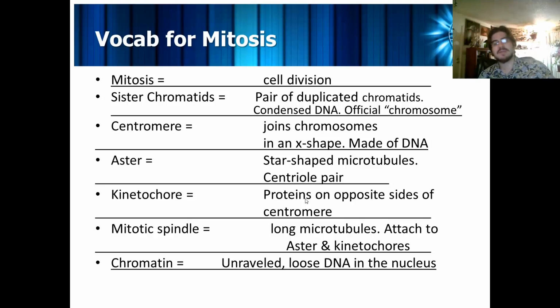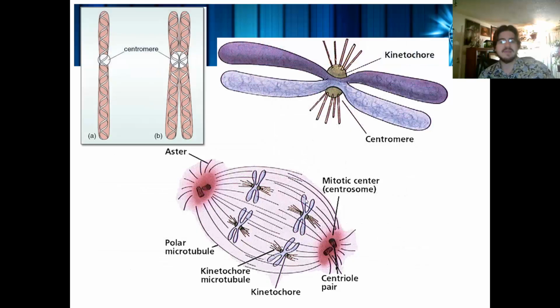Finally, we have chromatin, which is unraveled, loose, uncondensed DNA in the nucleus. So here we go. This is a single chromatid right here. This is two identical chromatids, or two sister chromatids, joined together by the centromere, which is also made of DNA. Here's another view of two sister chromatids joined together by the centromere, which is this circle here, and they've helpfully put the kinetochores coming off of this sucker.